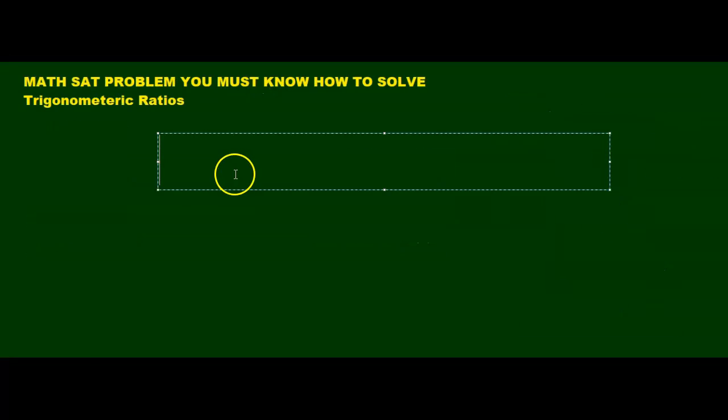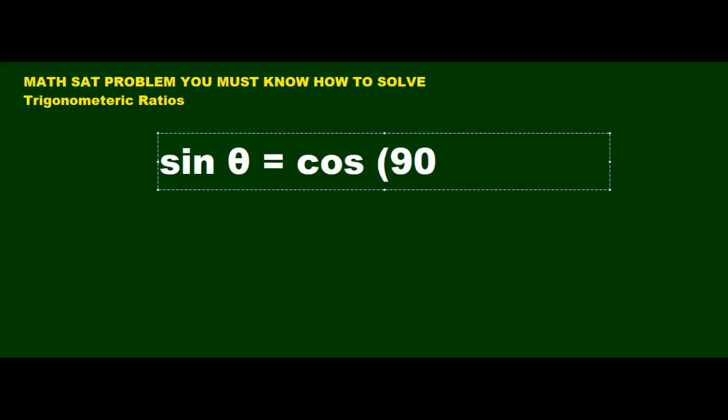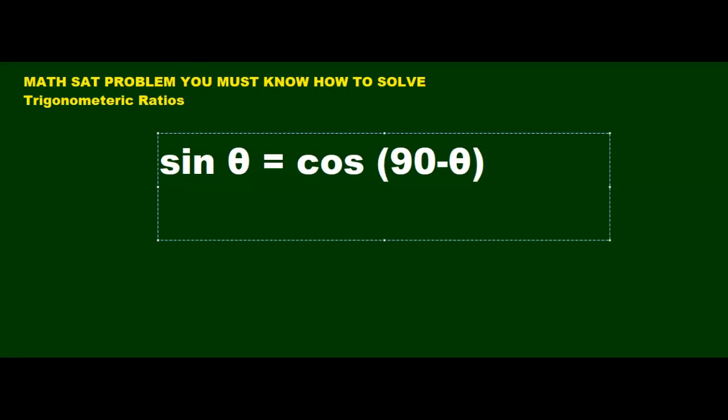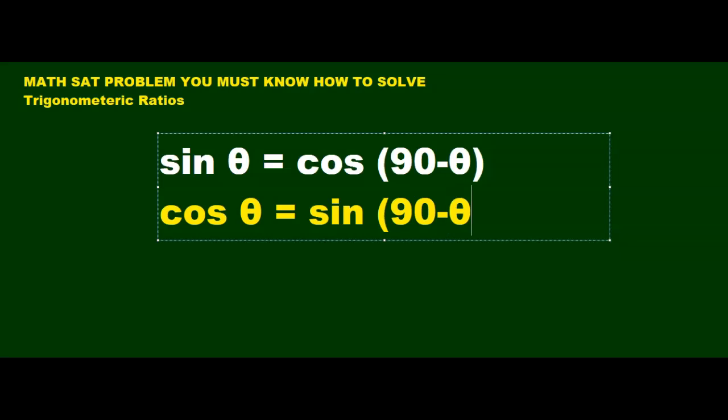Similarly, our cosine theta, which is y over hypotenuse, equals your sine 90 minus theta, which is also y over hypotenuse. So it is very important for you to remember that sine theta is always equal to cosine 90 minus theta, and cosine theta equals sine 90 minus theta.